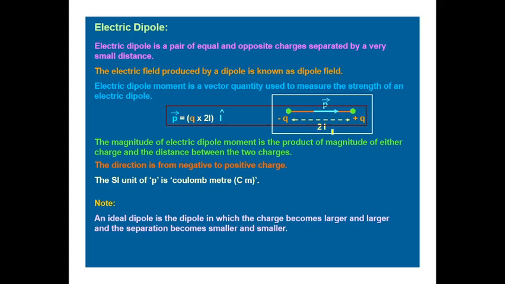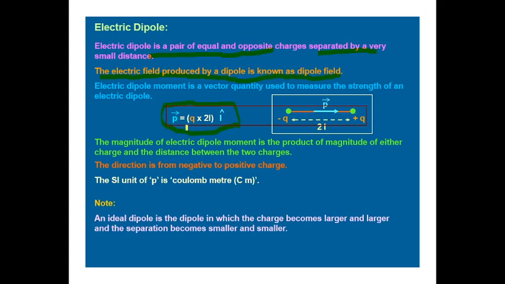The small distance 2l. So the definition: an electric dipole is a pair of equal and opposite charges separated by a very small distance. The electric field produced by the dipole is known as the electric dipole field. Electric dipole moment is a vector quantity used to measure the strength of the electric dipole. If the strength of the electric dipole is to be measured, this term is used.